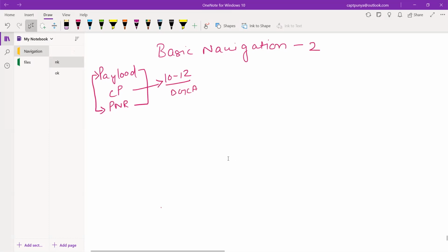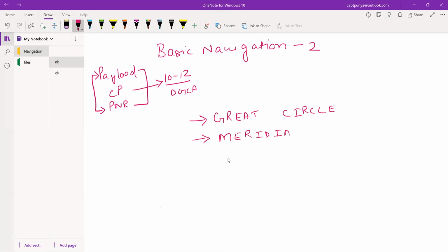Okay, guys, let's get back to our topic. In today's topic, we will be talking about four things. The first one is your great circle. I will be telling you what a great circle is and what the properties of a great circle are. Then we will be talking about the meridian. What is a meridian? What is your prime meridian? And then the third thing we will be talking about is latitude, and the fourth thing is the longitude.